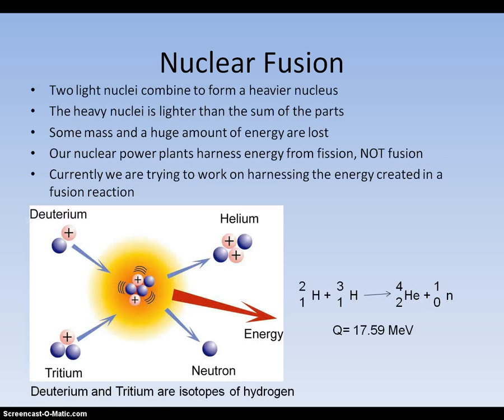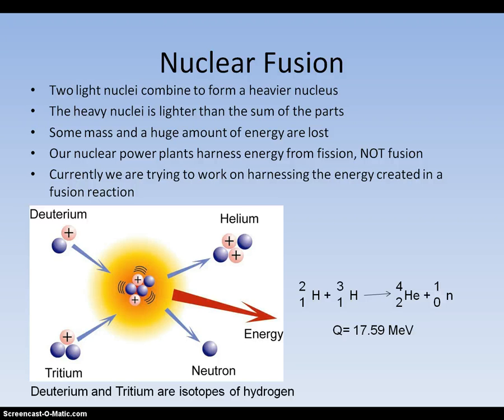And then the last is nuclear fusion. Nuclear fusion is when you have 2 very small nuclei and you combine them to form a heavier nucleus. And the heavier nucleus is lighter than the sum of the parts. So there must be some conservation of mass. So we do have some subatomic particles coming off, and there's a huge amount of energy that is then lost as a result of this type of reaction.